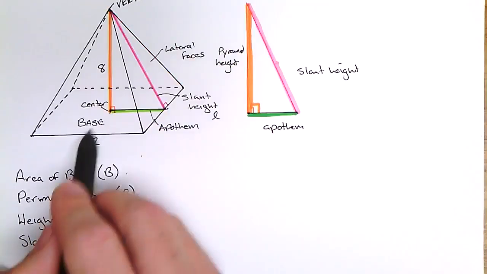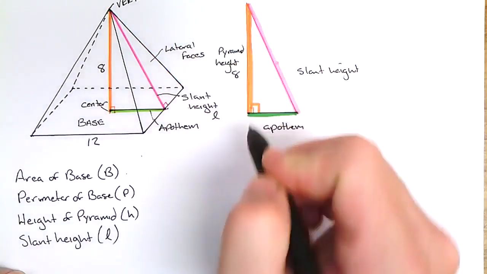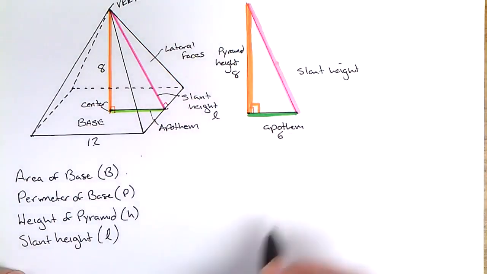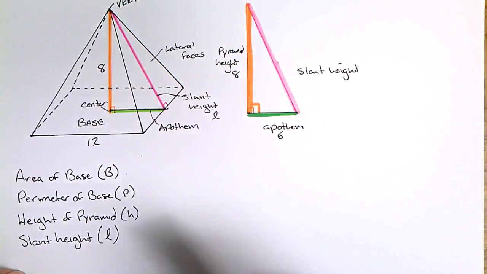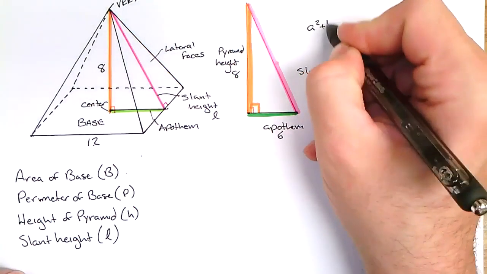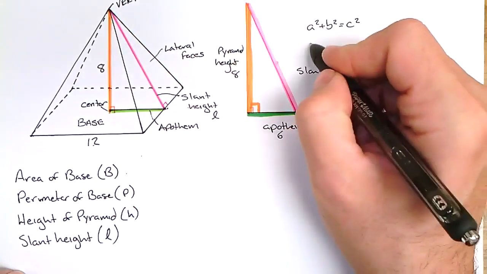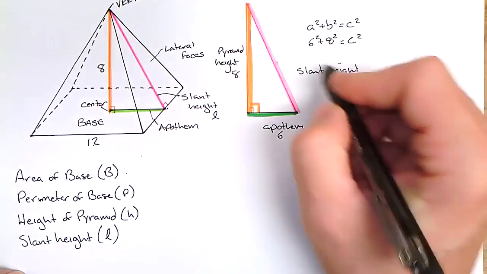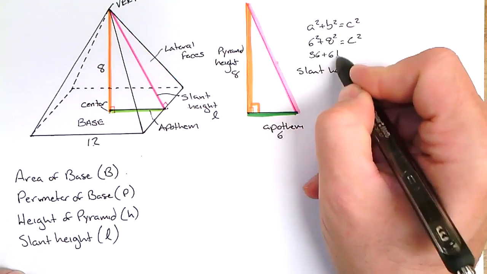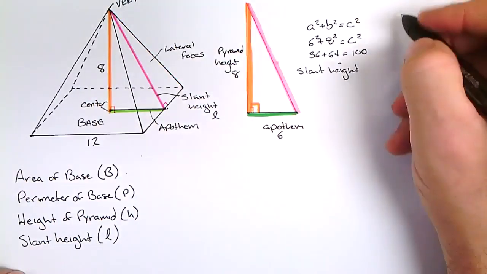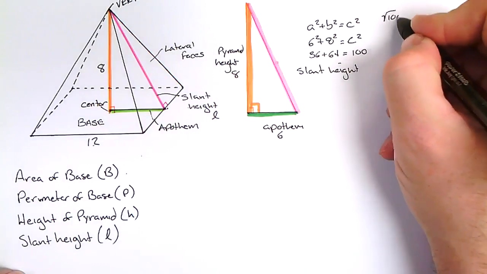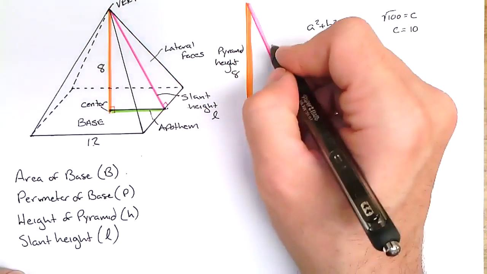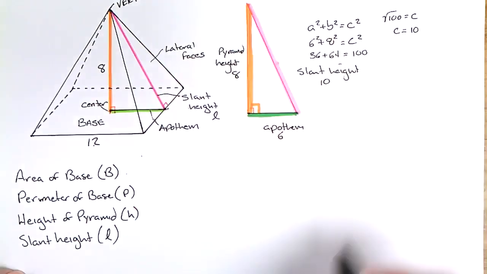Now, in our example, our pyramid height is 8. Our base is 12, therefore the apothem is 6. And if we did the Pythagorean theorem, a squared plus b squared equals c squared, so 6 squared plus 8 squared equals c squared, 36 plus 64 equals 100. So the square root of 100 equals c, so c equals 10. So our slant height right here is 10.